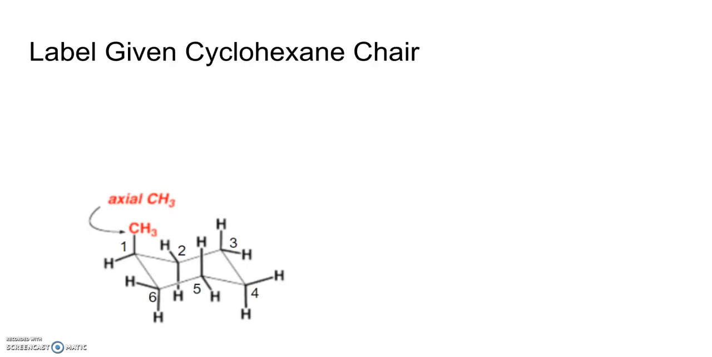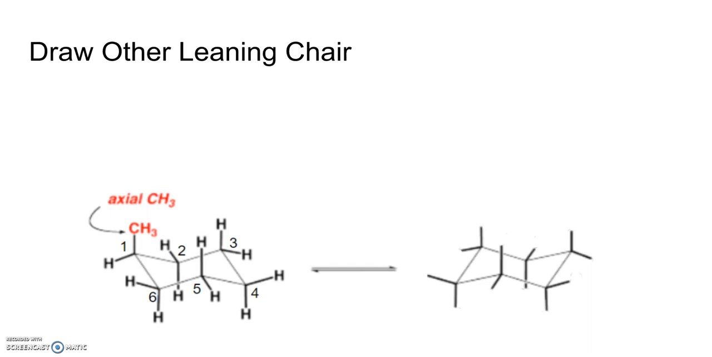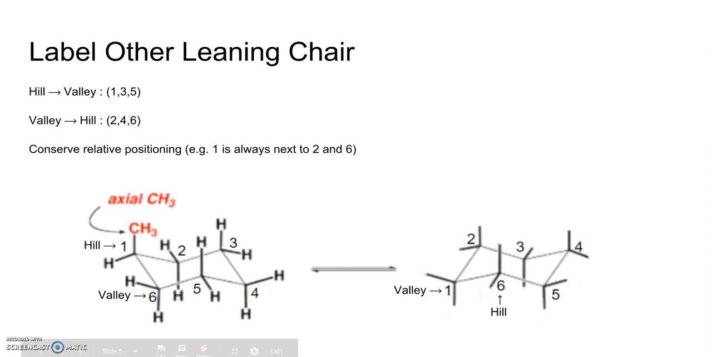I personally like to use numbers, but we can use letters or any other symbol to keep track of where our carbons and side groups are going to end up after the chair flip. Next, we draw the skeleton of the right-leaning version of the chair. Then, we need to label the carbons on this right-leaning conformation. I only labeled it one way, but there are three ways we can label this chair.